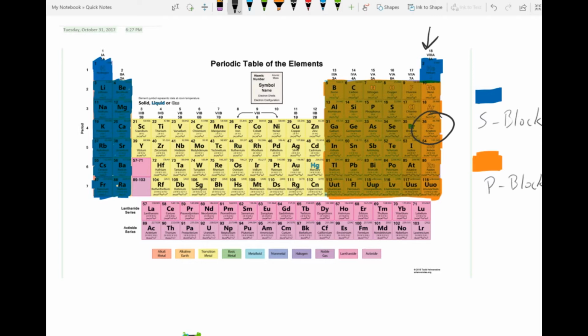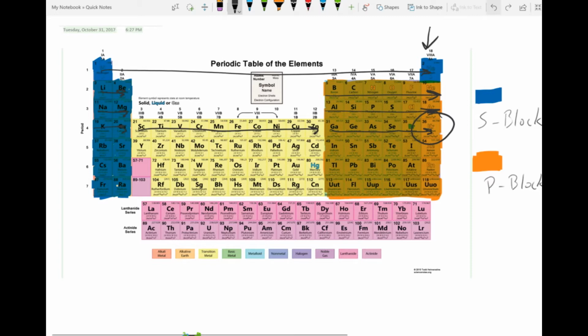In order for us to make sense of this, we have to think about the configuration again. And so again, 1s2, 2s2, 2p6, 3s2, 3p6, 4s2, and now this is where things get interesting. 3d10, 4p6. So we went 4s2, 3d10, 4p6.